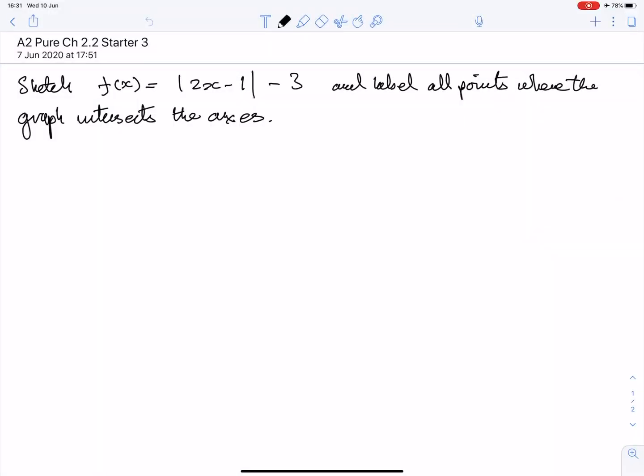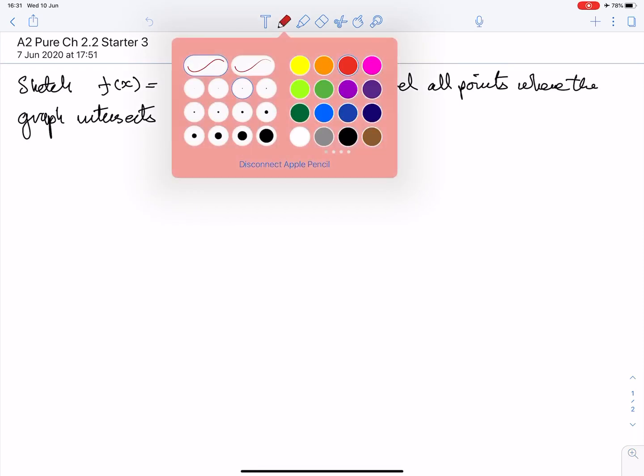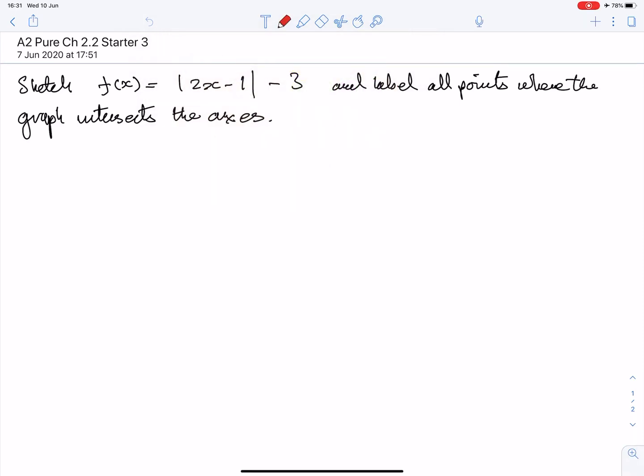So here we go with the third starter for chapter 2.2: sketch f of x equals the modulus of 2x minus 1, minus 3, and label all the points where the graph intersects the axes. Like so much of the graph sketching work, it's probably best to build this up in phases. The key thing is to keep track of where you're at. So I'm going to do a number of little sketches before I get to the first one.